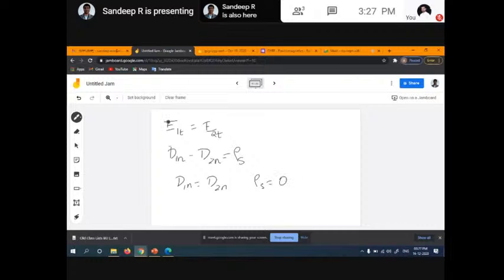For a dielectric-conductor interface, the tangential component Et is equal to 0, and Dn, the normal component of electric flux density, is equal to epsilon naught into En, which is equal to rho s. Why do all these things happen? Because E is equal to 0 inside the conductor.